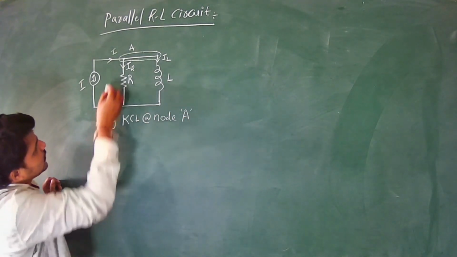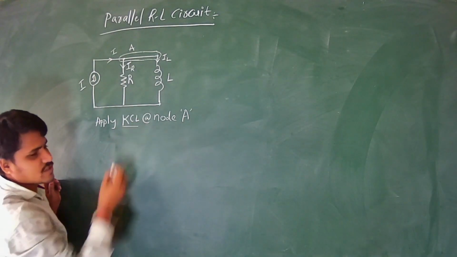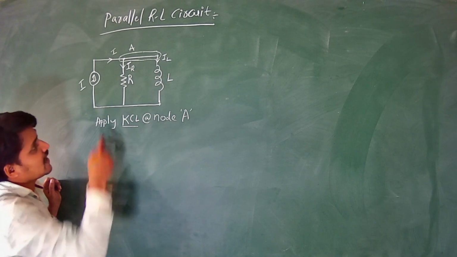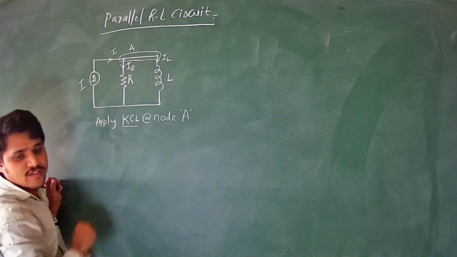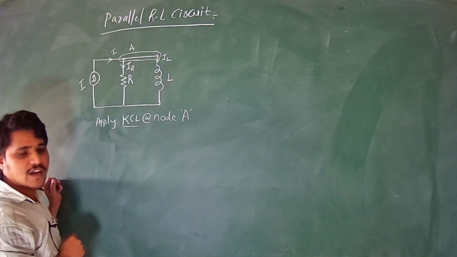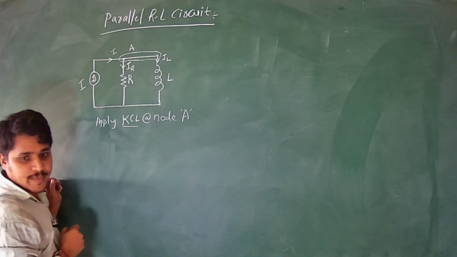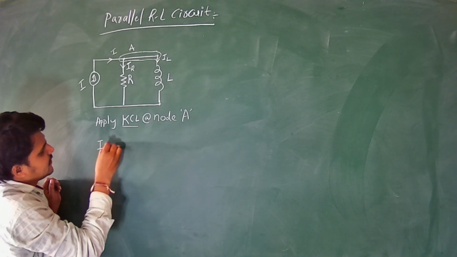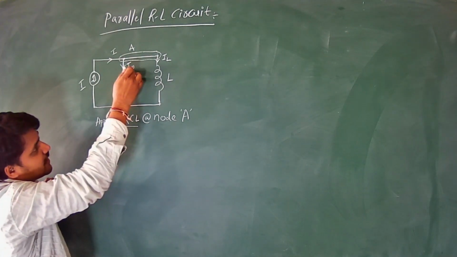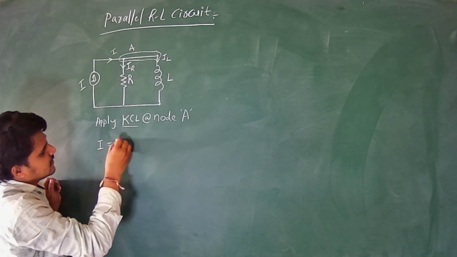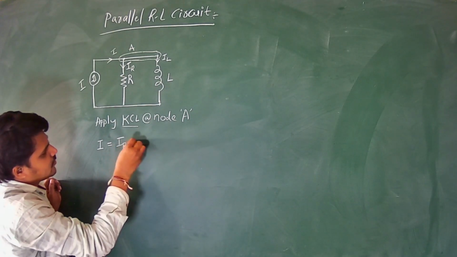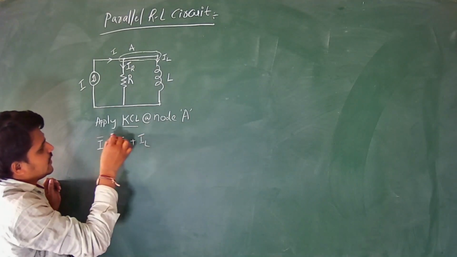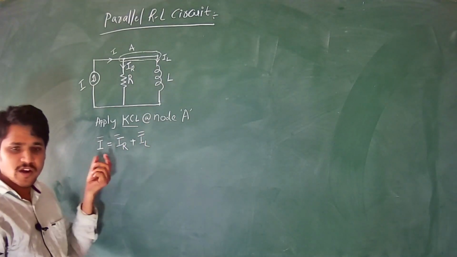Now what is Kirchhoff current law? Kirchhoff current law states that the algebraic sum of the currents entering any node is equal to the algebraic sum of the currents leaving that node. Therefore the current I is entering, which must be equal to the current IR leaving the node plus the current IL also leaving the node. So I equals IR plus IL.